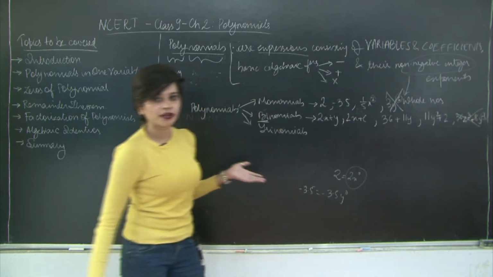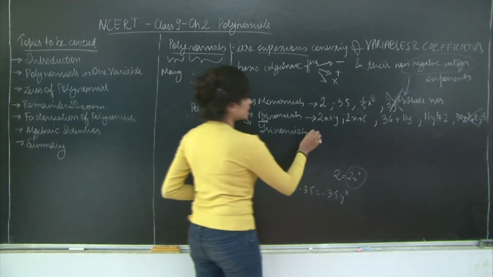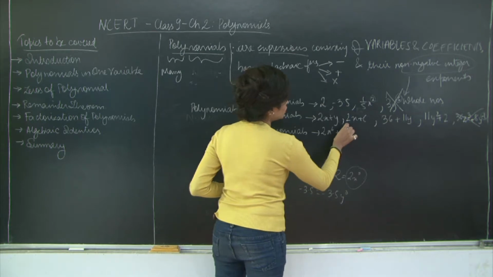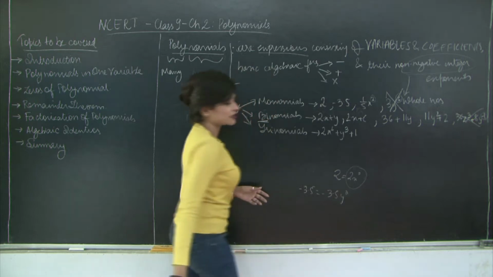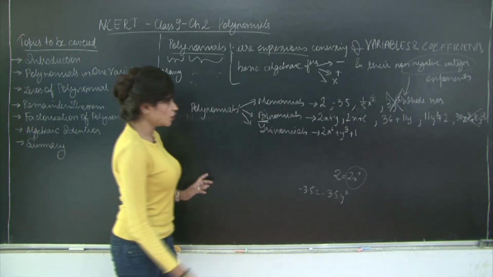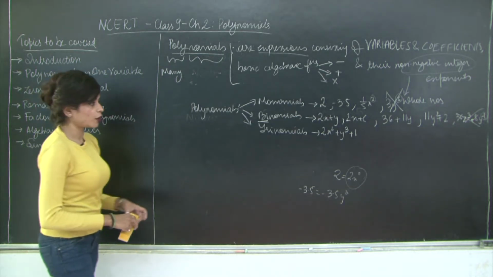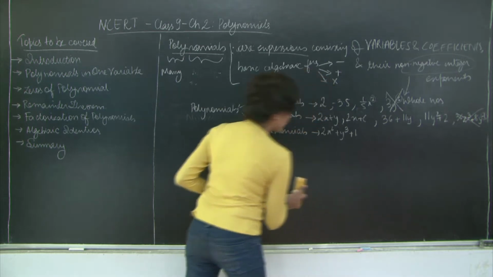Similarly, a trinomial would be a polynomial wherein there are 3 terms. So you can take something like this, 2x square plus y cube plus 1. This is a trinomial. Okay, and so on. So here we learnt about the different types of polynomials. At the basic level you have monomials, binomials and trinomials.